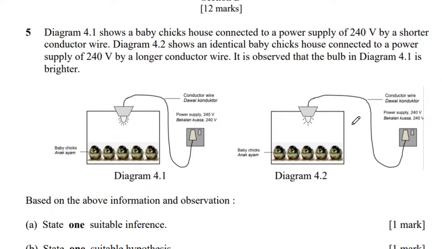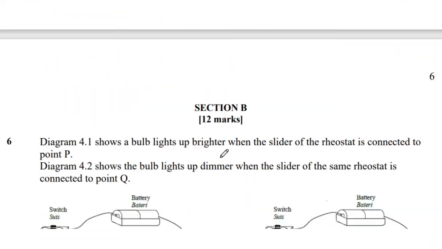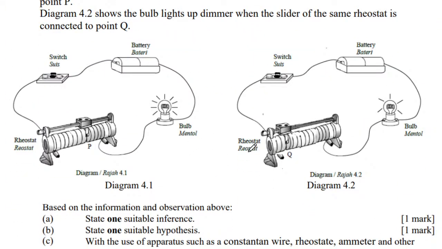Okay, look at this diagram. Okay, so this one shows this is shorter, right? Shorter, brighter, longer, dimmer. So this is also resistant. Okay, resistant and the length of the conductor sama macam just now. This one also the same, length dengan resistant.